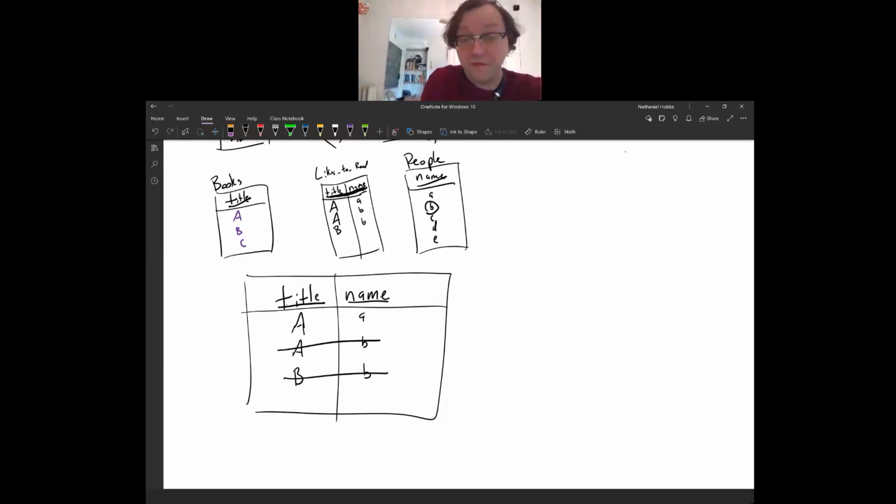But we don't want that. We want it unconstrained. A book can participate many times. A person can participate many times. So we combine these keys to be one key. Okay, questions about that?